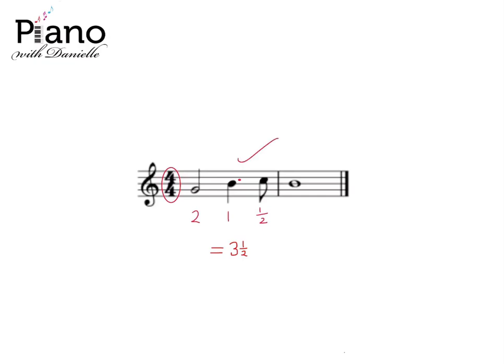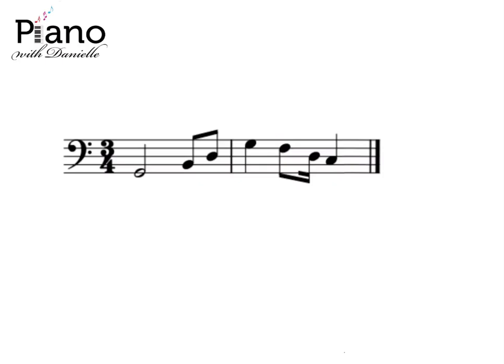Let's have a look at another example. The piece has a time signature of 3/4, so 3 crotchet beats in a bar. Here we have a minim, which is worth 2 counts, 2 quavers, which are worth half a count each. So this bar is complete and does not need anything adding to it.